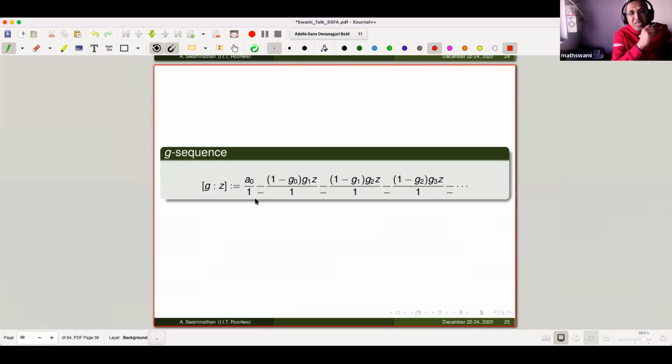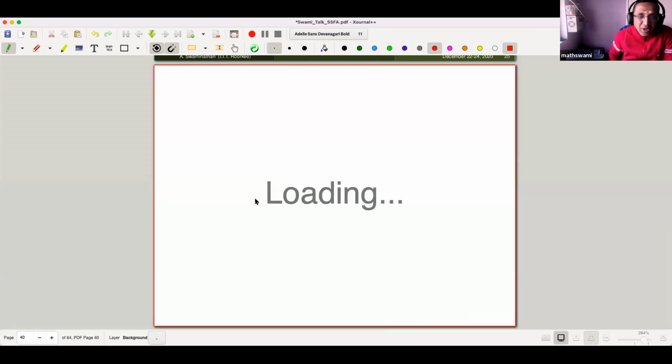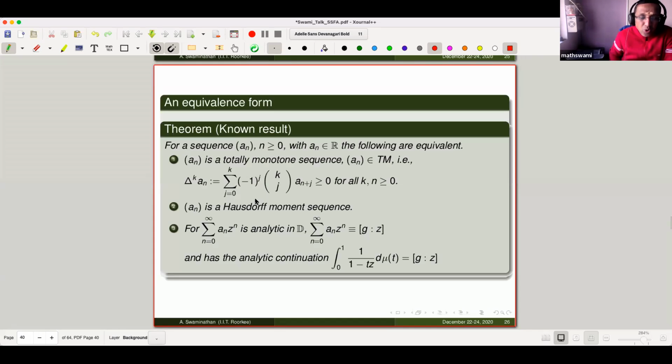For that, we will take this g sequence. Basically, we call it a g fraction. We will consider this particular type of g fraction, which we call a g sequence. And here there is a known result which is available in H. S. Wall as well. For a sequence a_n, the following statements are equivalent. First, the sequence a_n is a totally monotone sequence. Totally monotone means whatever is given here, this is what we mean by totally monotone.